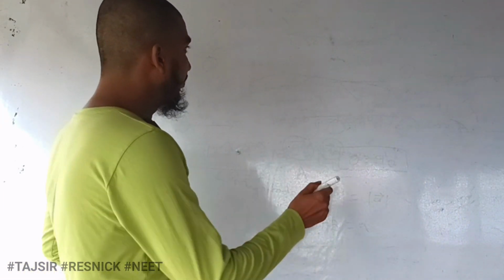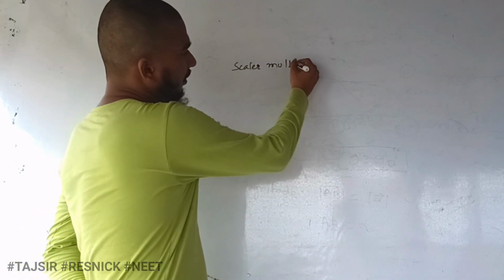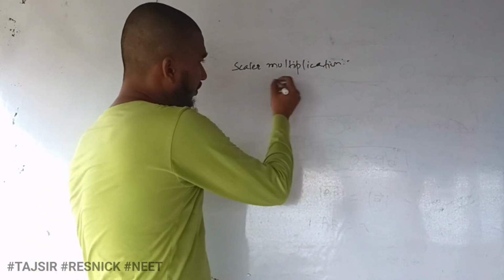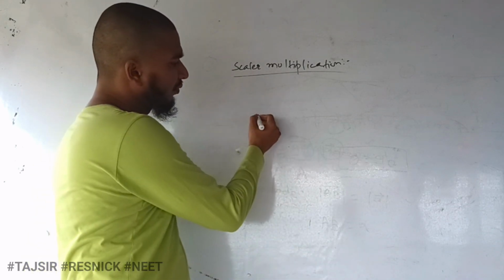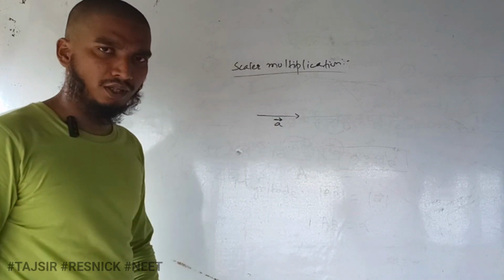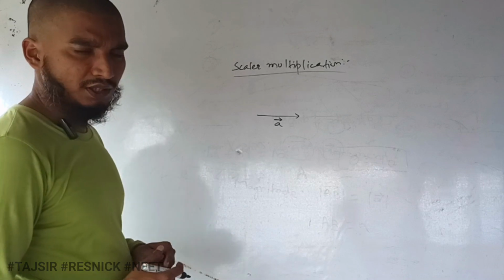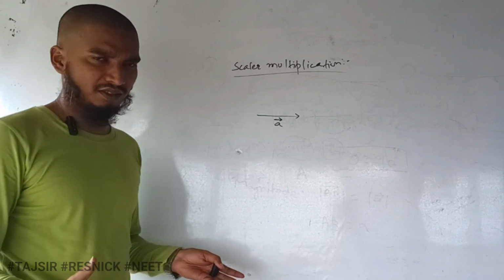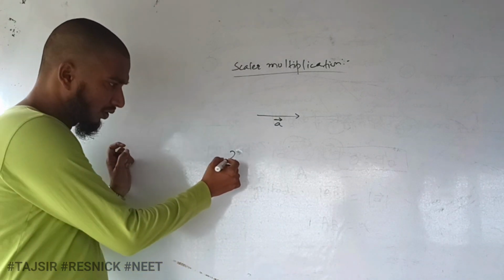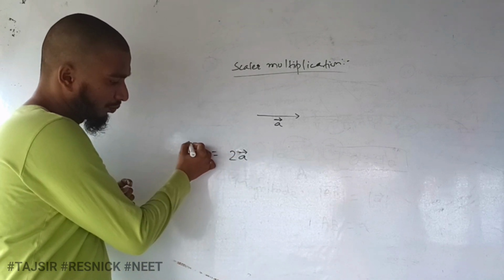What do we mean by scalar multiplication? Scalar multiplication. We mean that, let's say we have a vector, and we are naming this vector A. When we multiply this vector with a scalar, meaning a number, any number, say 2, then our new vector becomes 2 times A. This is our new vector, say B.